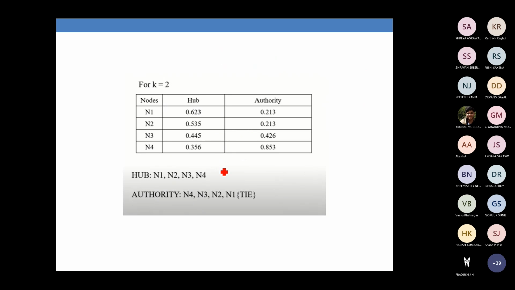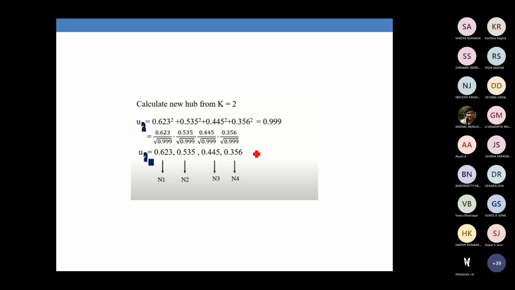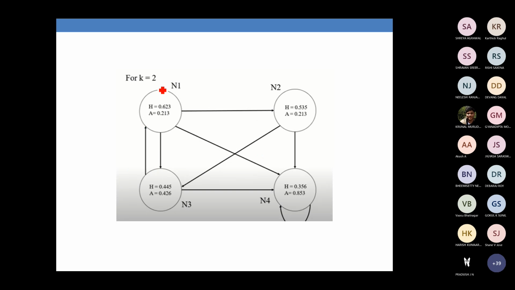So when we keep on doing this for several iterations, we will get the hub score and authority scores at each step. For k is equal to 2, we will get the values. Once we do this normalization, we will get U1 and V1, and U2 and V2. For the second iteration, this is going to be the result. I'm just skipping those because the same process is going to get repeated. And this is for k is equal to 2.